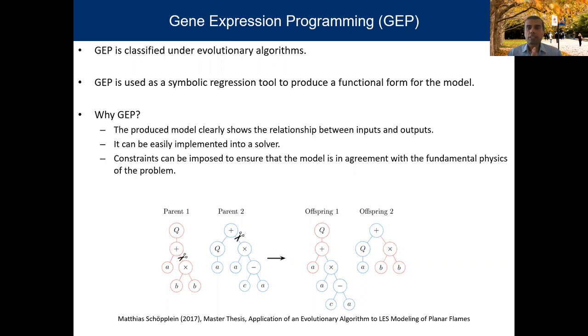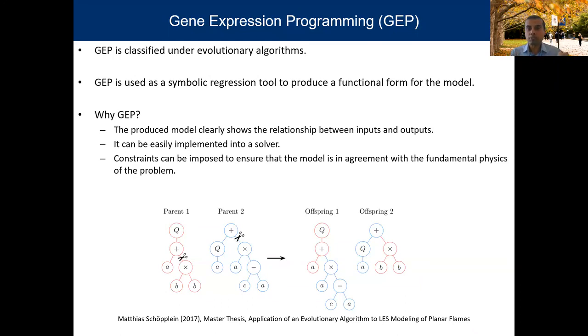Machine learning is a very hot topic at the moment. There are many different techniques. We are interested in this technique for several reasons. We use it as a regression tool, as a symbolic regression tool, okay? And what we like about GEP is that you can get a functional form that shows clearly the relationship between input and output, okay? It's not a black box, you can clearly see it.